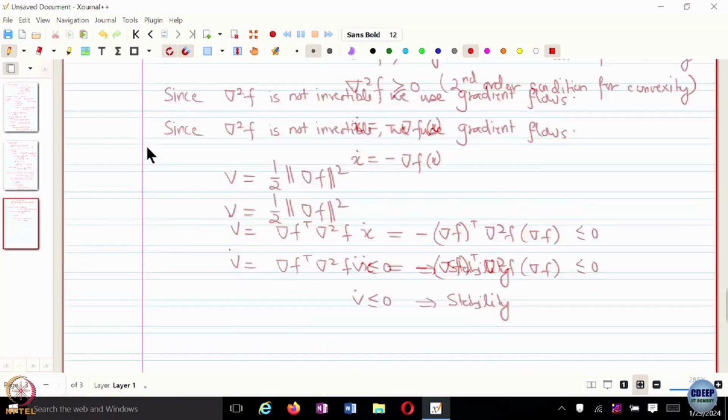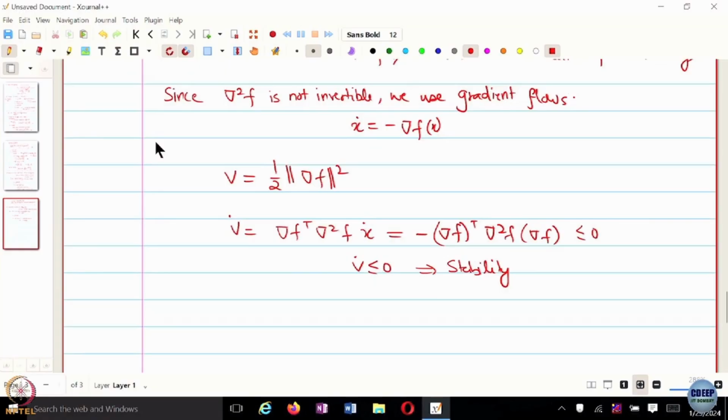Okay, so that's the main summary for this. For strict convexity, if the Hessian is invertible, you would have to use something like Newton's method to guarantee, at least, exponential convergence of the Lyapunov function or the gradient.